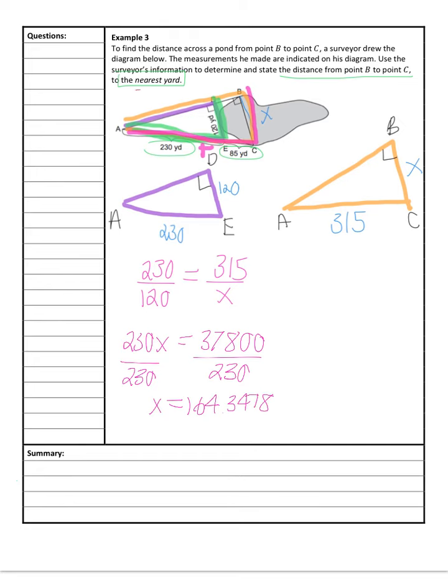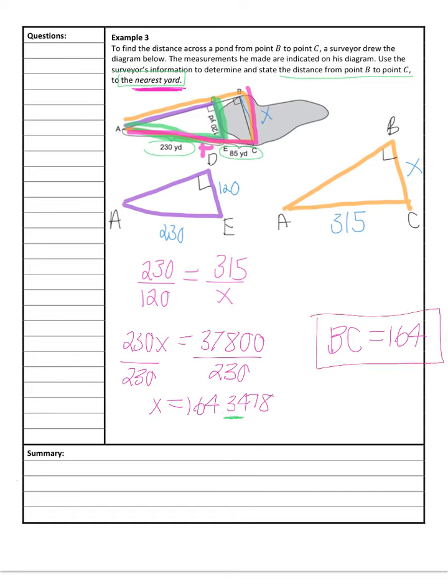All right, but again, I said to the nearest yard. So if you think about it, yards, that's not saying nearest tenth or nearest hundredth. Nearest yard would be nearest whole number. So looking at my first decimal, there, a 3. 5 or below, you let it go. Our distance here from B to C is going to be 164.